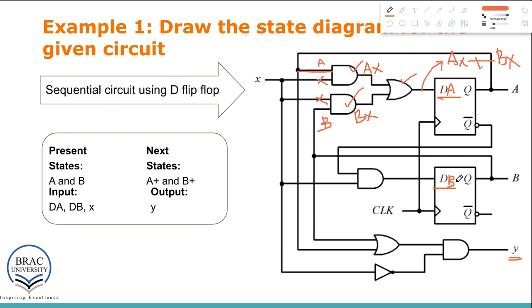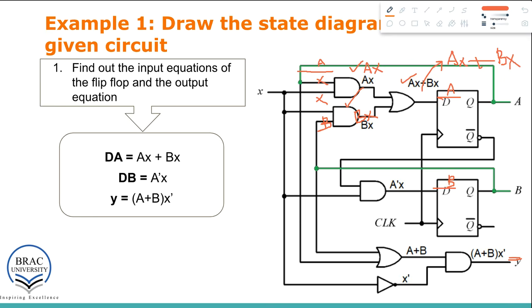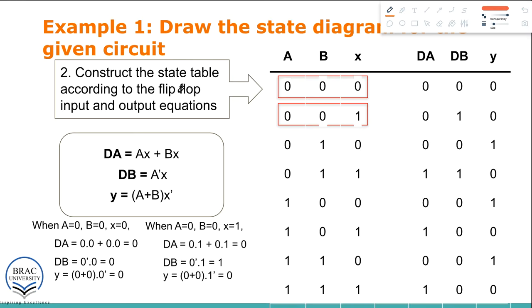Similarly, you can derive the equations for dB and y, and if you derive them, you'll get something like this: dA equals ax plus bx, dB equals a'x, and y equals (a plus b) into x'. Alright, so these would be the equations for the flip-flop inputs and the external output. This is the next step, and after this we'll try to build a table, and that table is known as the state table.